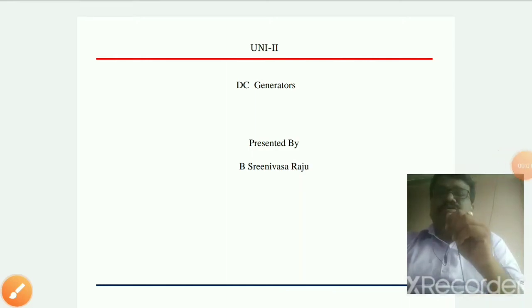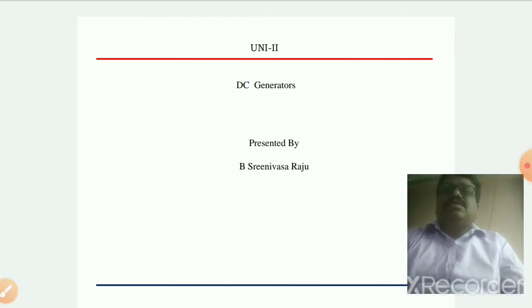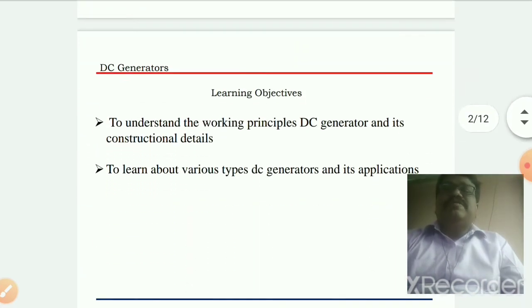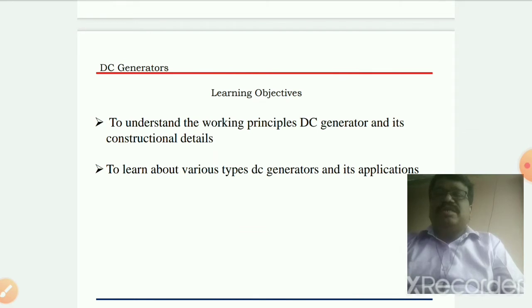Srinivas Raju. So today we will discuss DC generators. The learning objectives of DC generators are to understand the working principle of DC generators and its constructional details. The second objective is to learn about various types of DC generators and its applications.